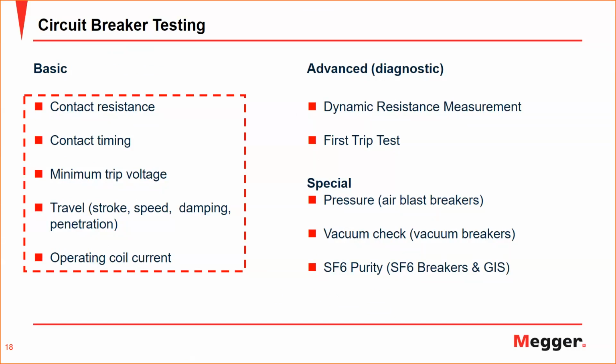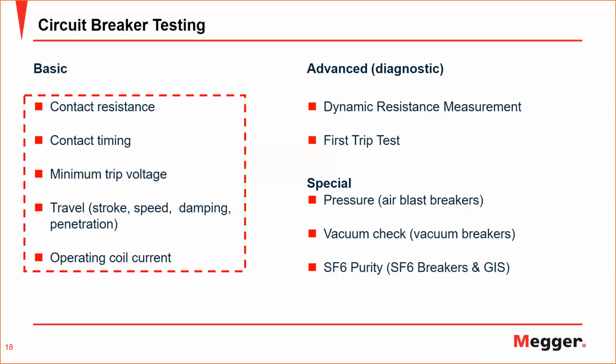And we have some special tests that are not for all types of circuit breakers, but only for certain types of circuit breakers. For example, pressure for air blast circuit breakers, and vacuum check. This is for vacuum circuit breakers, where you check the vacuum inside the vacuum bottle or capsule. And SF6 purity. This is usually for GIS systems and SF6 circuit breakers, where you can do that test. Not all of them are possible.